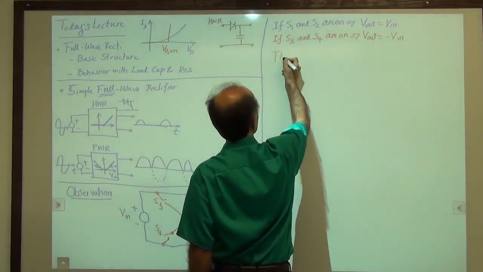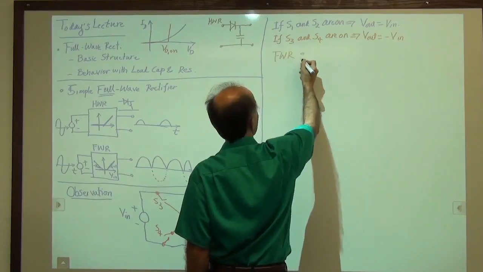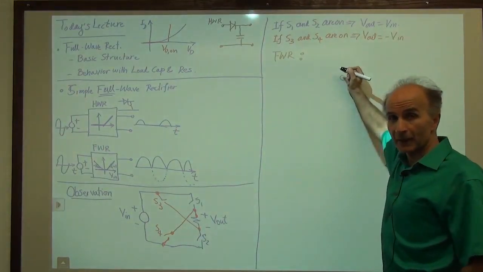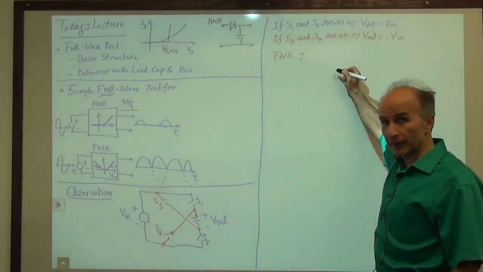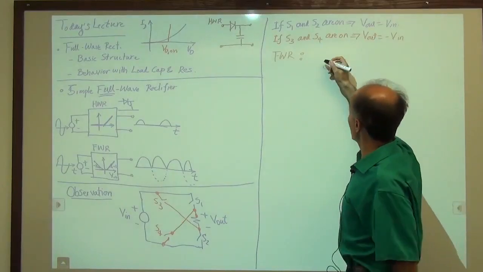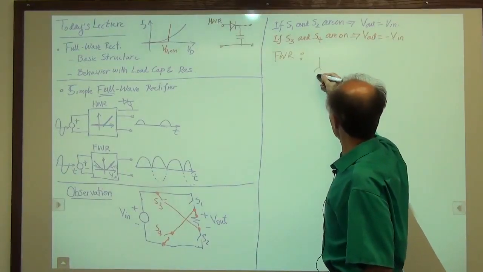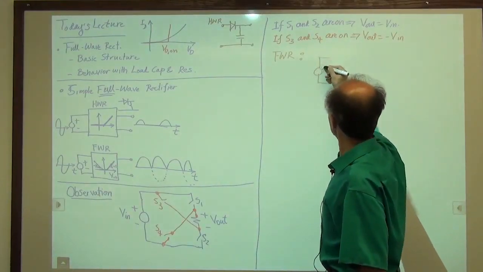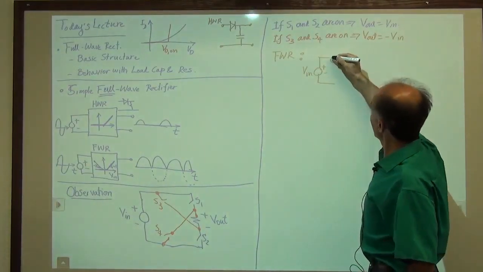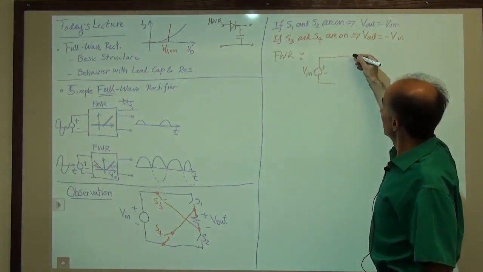So the full wave rectifier looks like this. Now, we can draw it like that, but it is more common to draw it as I will draw it right here. These are really the same thing, but that's how we draw it. So we have our input voltage source, Vin, and then we have 4 diodes.